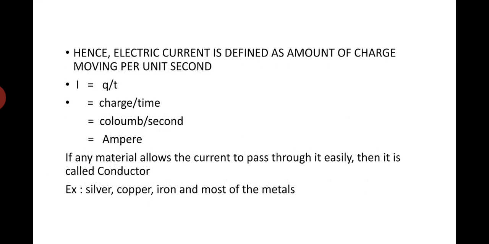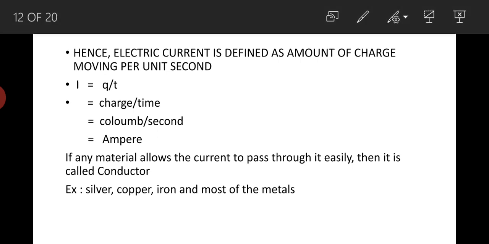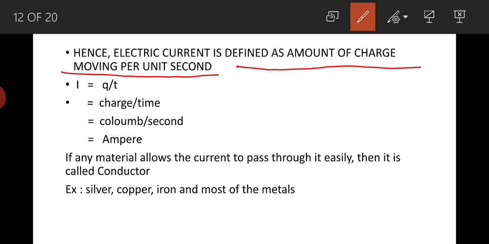Hence, from this we can conclude that electric current is defined as the amount of charge moving per unit second. Per unit second, what is the amount of charge moving through the cross section? That is nothing but current. Current is nothing but charge per unit time. The unit of current is charge by time. Charge unit is coulomb, and time unit is second. So the unit of current is coulomb per second.